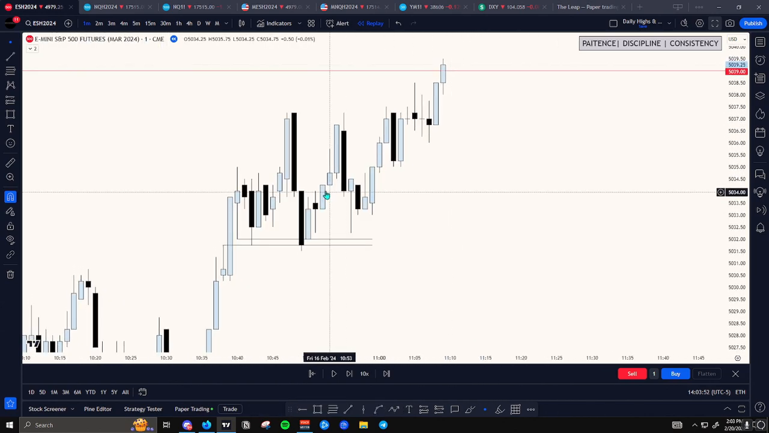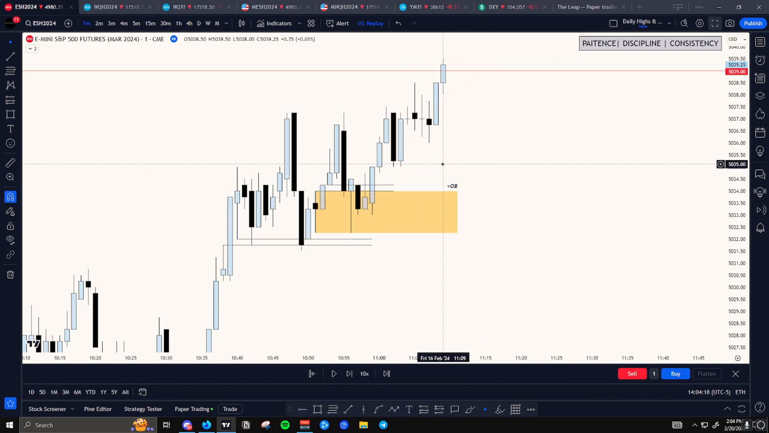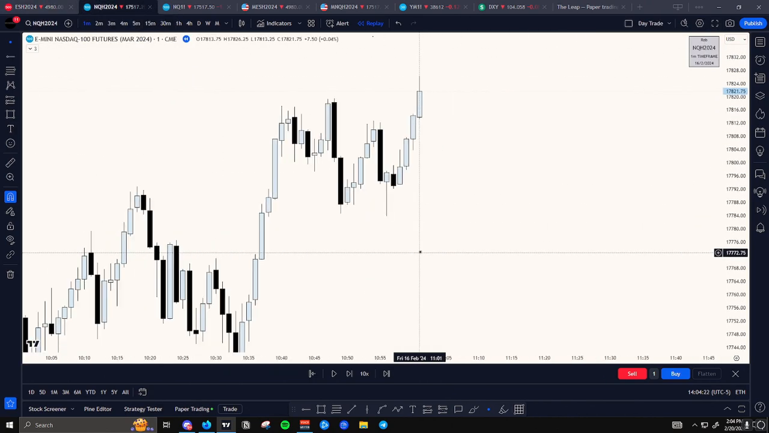So what I was looking for was to see a reaction inside of this and what would happen after that. So you can see that we had some displacement higher, creating this order block. Why is this an order block? Because it created a fair value gap. So let me mark out the order block as well. Here's our 1 minute order block and our 1 minute fair value gap. And so this is what I mean when you are trading what is in the other chart.